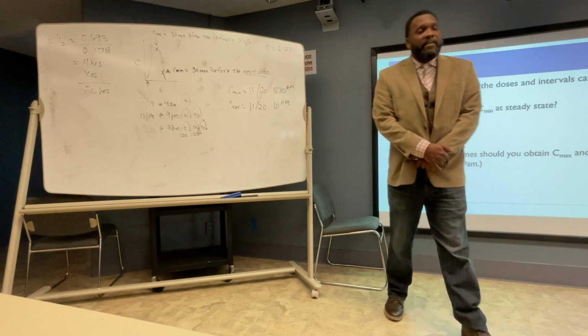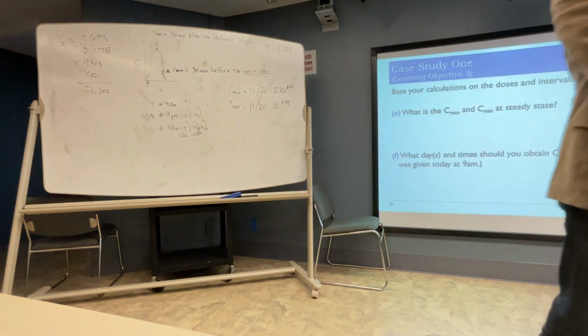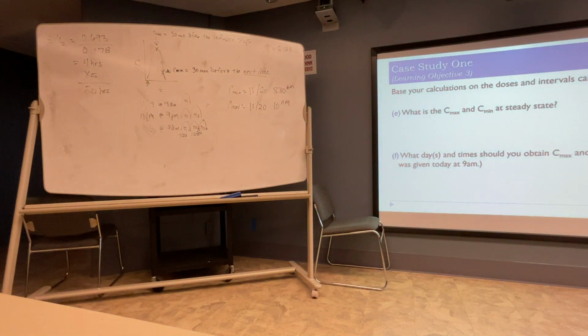So I understand that I started at 9. My infusion stopped at 9:30. That's how we missed the match. But for the Cmin, it's 30 minutes before the next dose, correct? So it's just straightforward, like it's just 30 minutes before? Yeah. So the next dose would be 9 a.m.